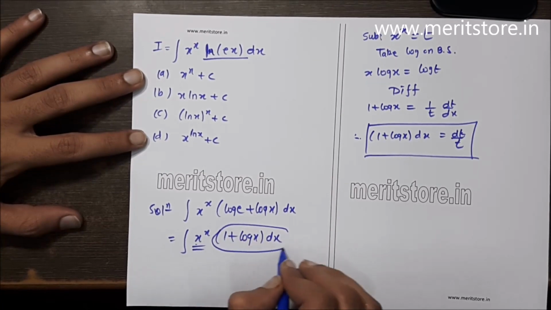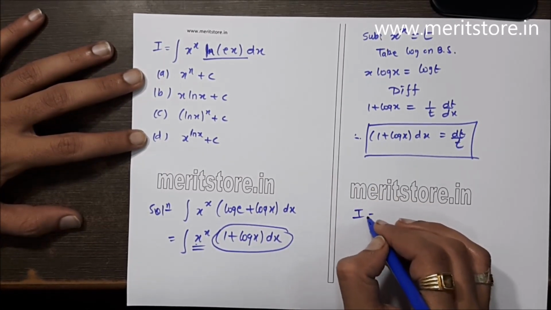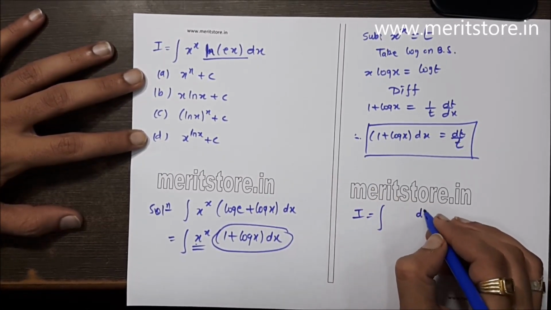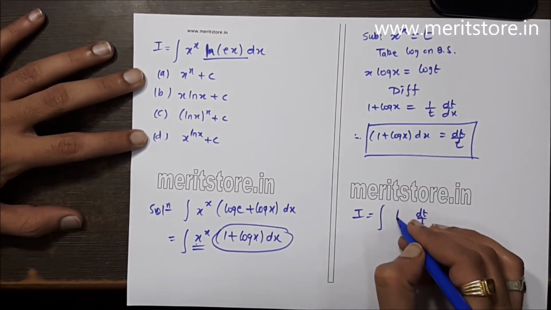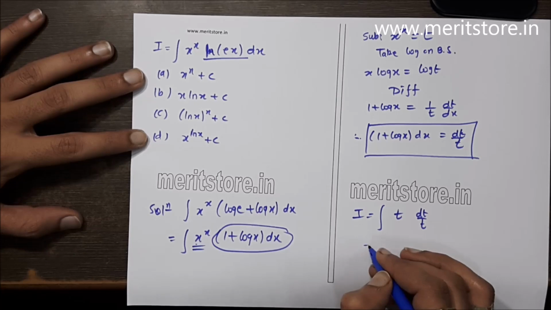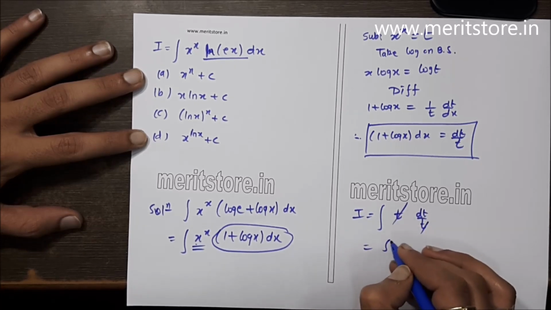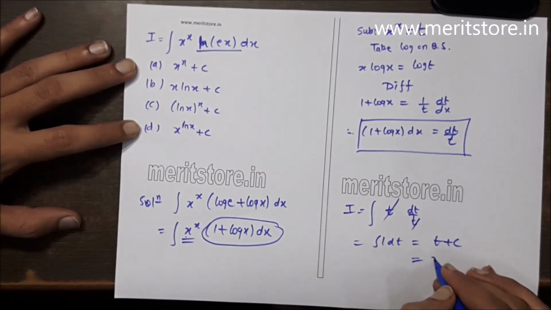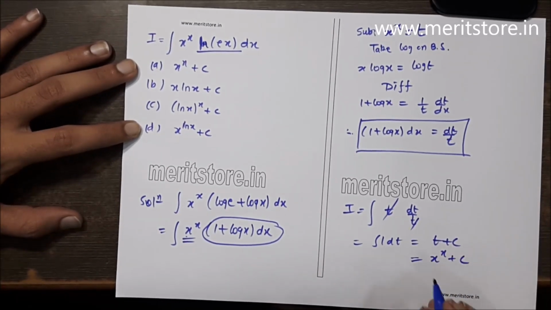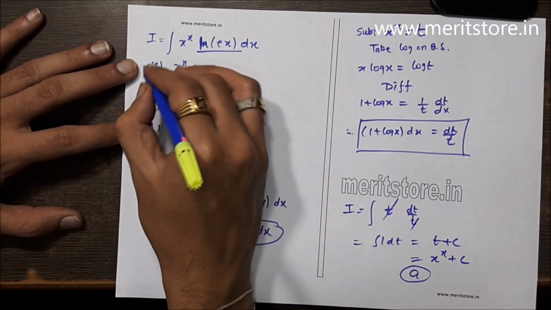So this term becomes my dt by t. So in my integral, this term is my dt upon t, and my x raised to x is the t itself. T and t cancel off. Integral of 1 dt is nothing but t plus c. Our answer is x raised to x plus c, which is our option A.